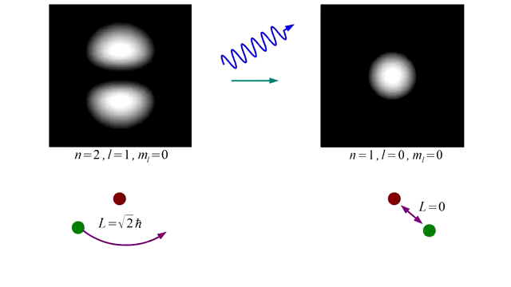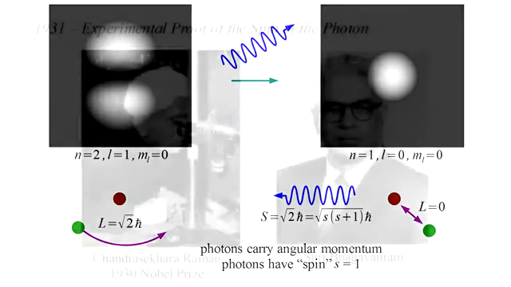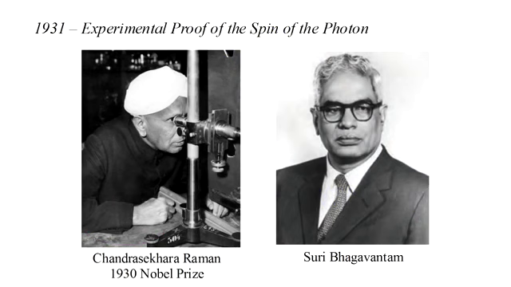If angular momentum is conserved at the atomic level, then where did the angular momentum of square root of 2 h bar go? There seems to be only one possibility. The photon. The photon must carry angular momentum of magnitude square root of 2 h bar. Since the photon is a single particle, this is presumably a spin angular momentum. Apparently, photons carry an intrinsic angular momentum. Photons are particles with spin s equals 1. In 1931, Chandrasekhara Raman and Suri Bhagavantam presented experimental evidence that the photon does indeed carry spin angular momentum.